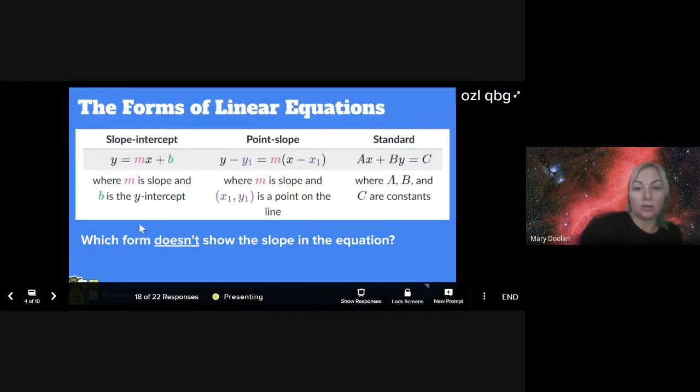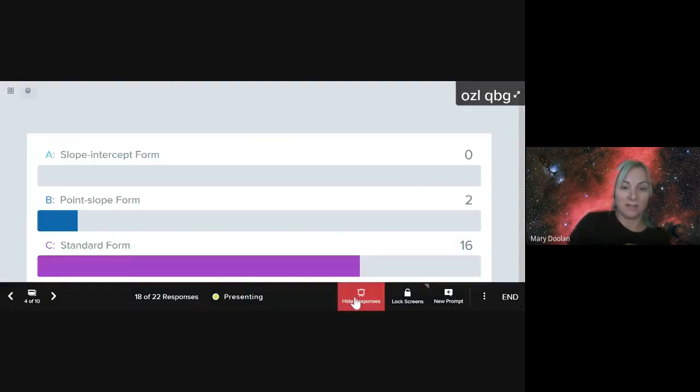And so lowercase m represents slope. Slope shows up in slope-intercept form. Slope shows up in point slope form, but it does not show up in standard form. So the correct answer here, which form doesn't show the slope, is standard form. Okay, standard form is like basic, and then slope-intercept has the slope and an intercept. Point slope has a point and a slope. All right, so the names are not real creative. They just basically say what's in there.